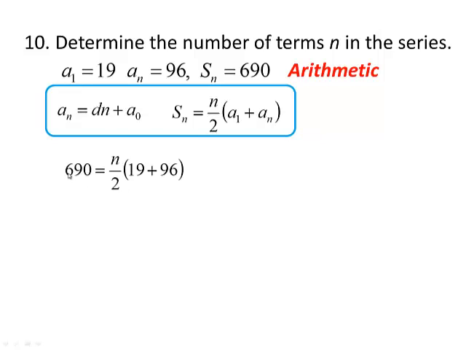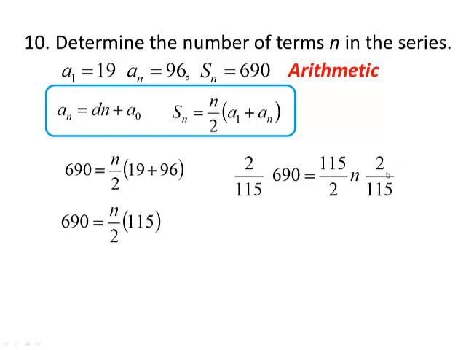So I'm going to be putting 690 in here, solving for n over 2, times the first term plus the nth term. Adding those together, I get 115, and then just cleaning up a little bit, I get 115 over 2 times n, which is the same thing as this right here. I want to get rid of the 115 over 2, so multiply both sides by 2 over 115, cancel the 115s, cancel the 2, do the same thing on this side, and this comes out to 12 when we multiply 2 by 690 divided by 115. Final answer.